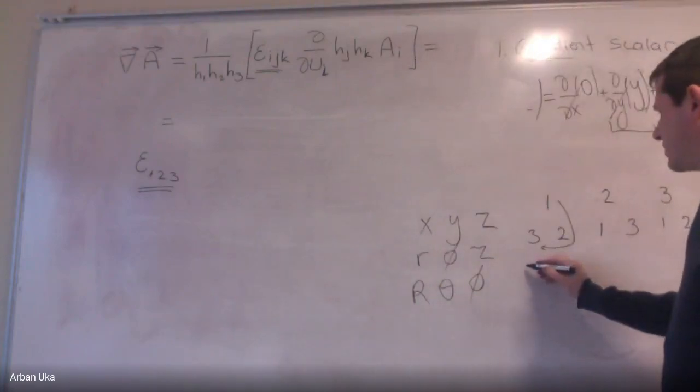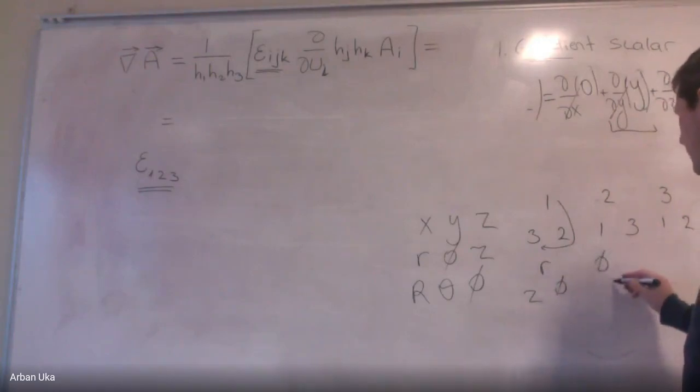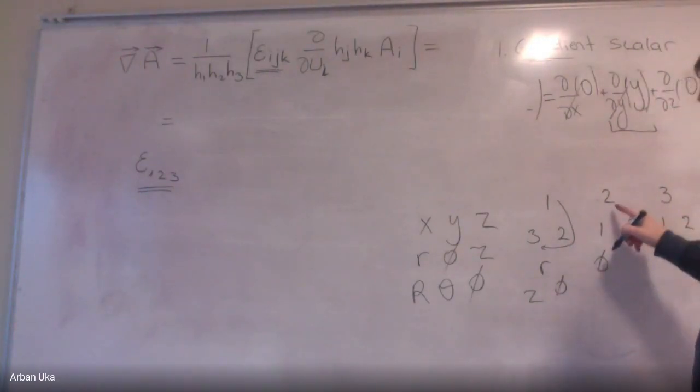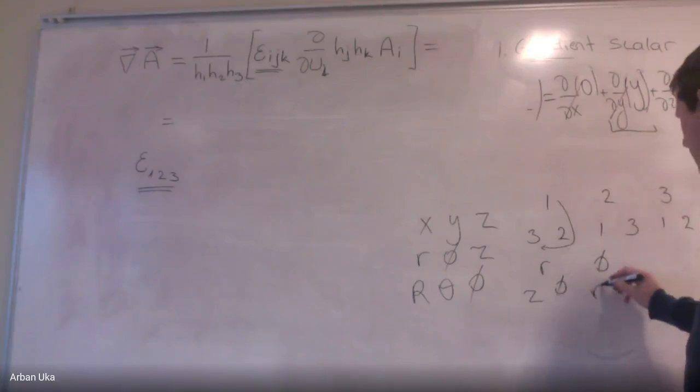Or you can assume here that we have a combination of r, phi, z. Then we put here phi. Sorry, I have a mistake here. No, this is correct. Here we have phi, z, r.